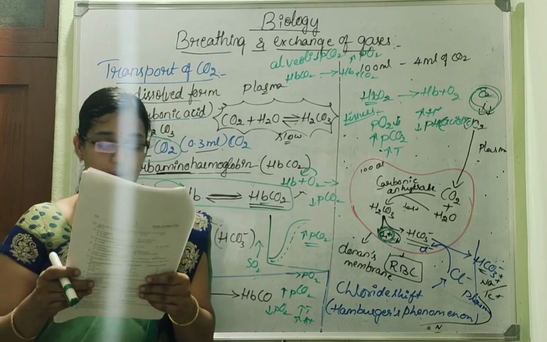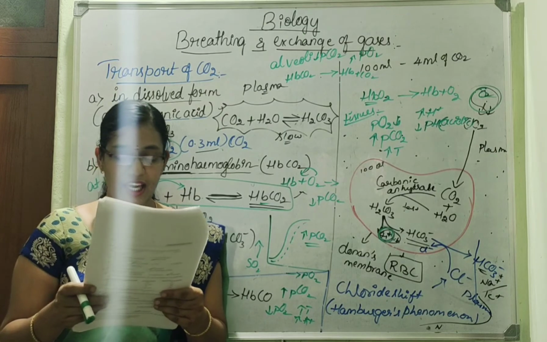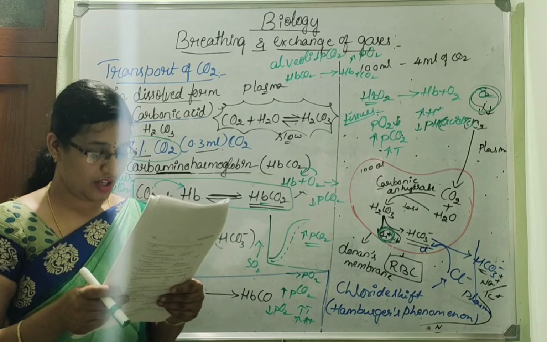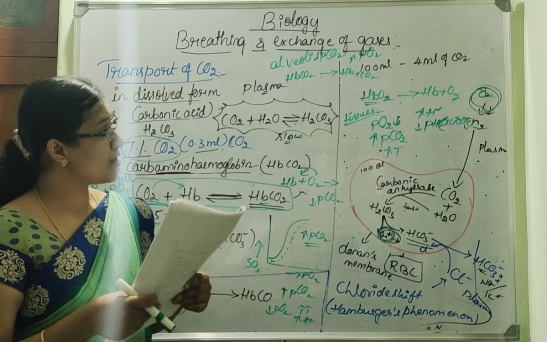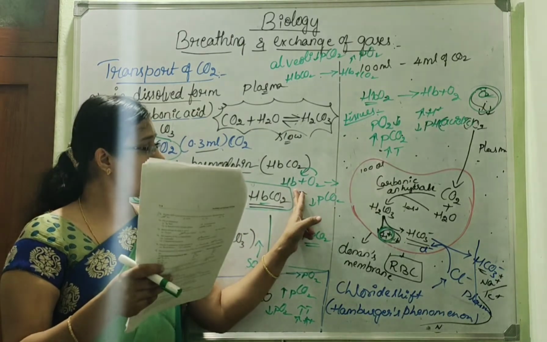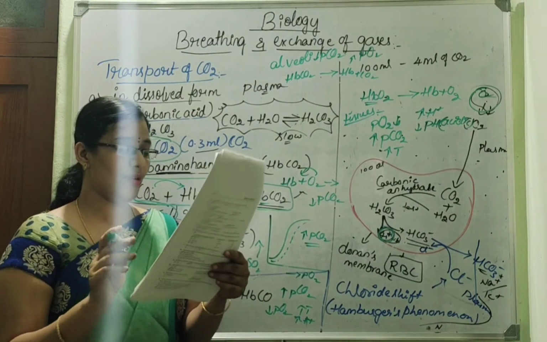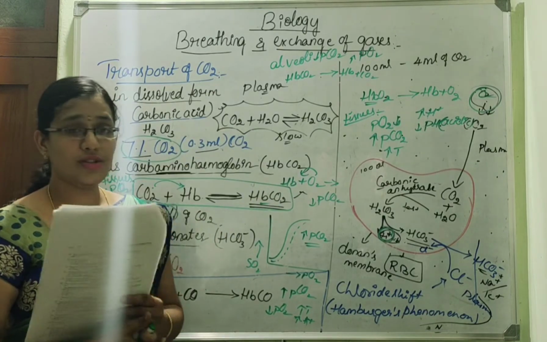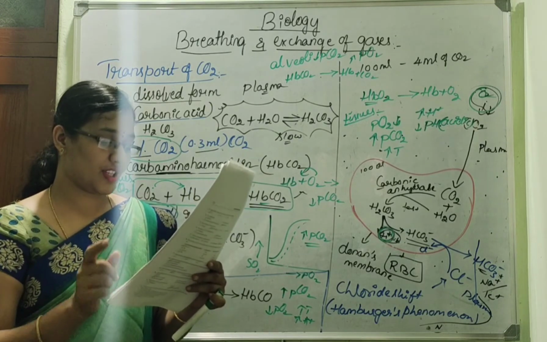Dissociation of oxyhemoglobin can be promoted by option A, low PCO2, B, high PCO2, C, low body temperature, D, high blood pH. So the dissociation of oxyhemoglobin can be promoted by high PCO2. Here at the tissues, carbon dioxide concentration will be more. So it triggers the dissociation, option B.